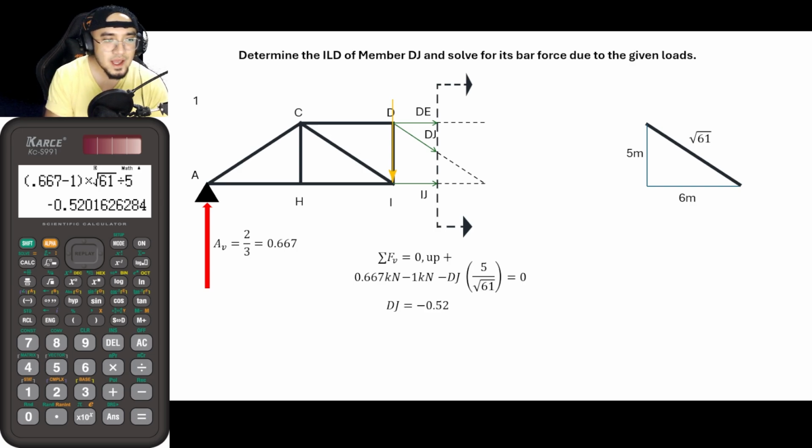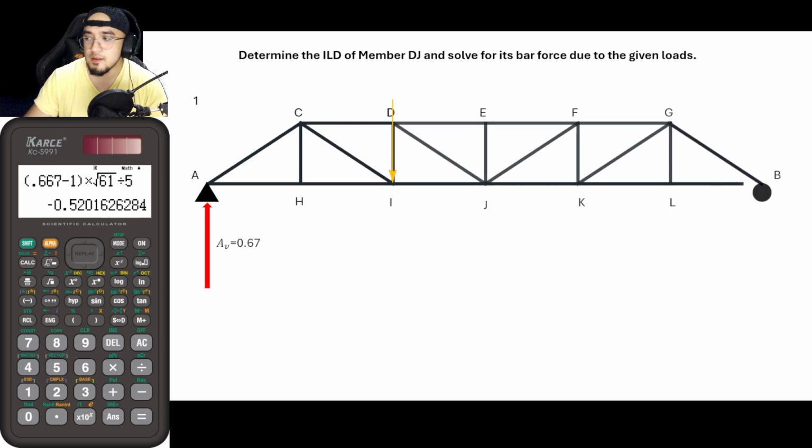Okay, so what does the negative value indicate? The negative value indicates that I have incorrectly assumed the direction. So since earlier, I have assumed it to be in tension, a negative value means that the true value for DJ should be compression. Thus, the arrowhead should be here and not here. Okay, regardless, for the influence line diagram, our sign convention is positive for tension and negative for compression.